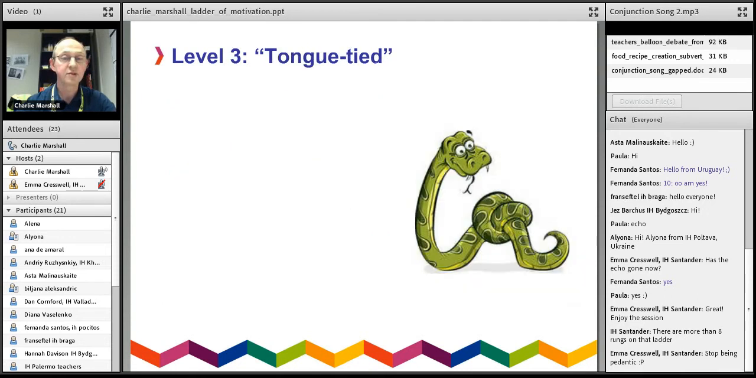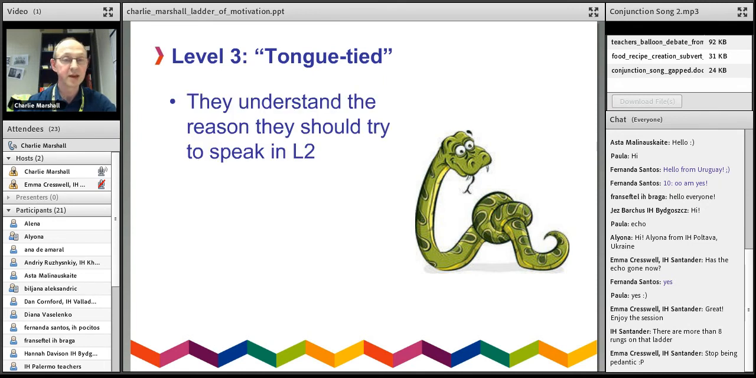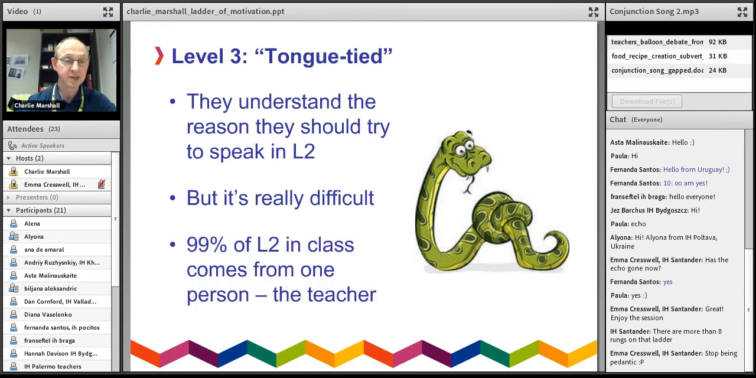And the next group down I'm going to call tongue-tied, because they've taken the problem a stage further and they hardly speak at all. So they understand that they should try to speak in L2, but for one reason or another, it's really difficult and they just don't say very much. There is one person in the classroom who does speak a lot of L2, but unfortunately, it's you, the teacher, or me, the teacher. That's been my experience.